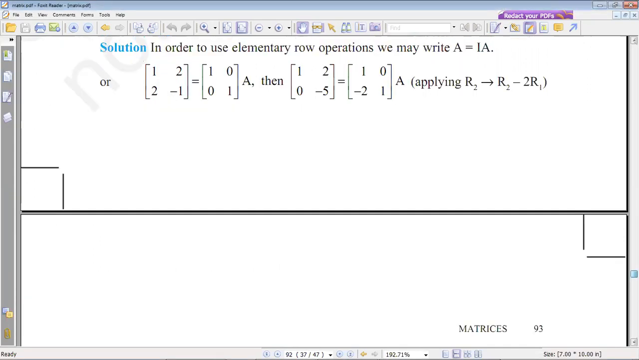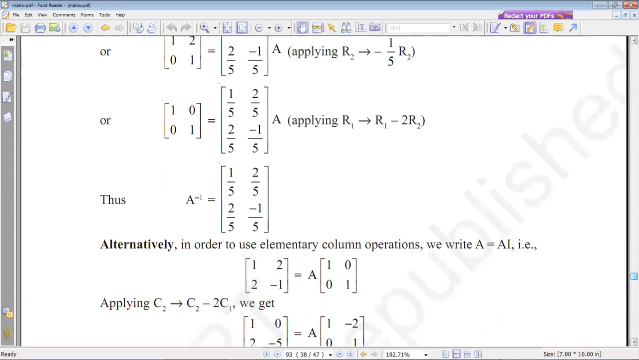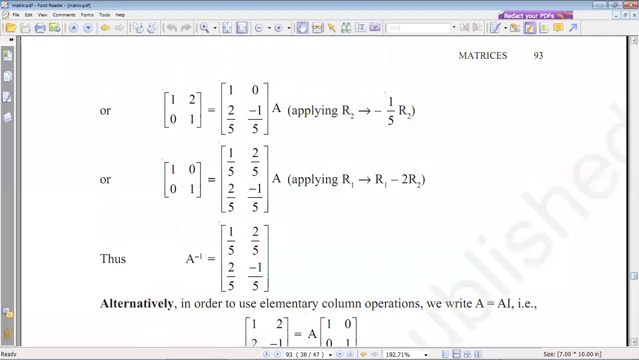So that means what you got, see here: 1, 2, 0, 1; this is 1, 2 by 5, and this is 0, minus 1 by 5. Now what is left? Now simply you have to make this element equal to 0. So how can you make this one equal to 0? By minus 2. So what we have done, simply row 1 tends to row 1 minus 2 row 2.